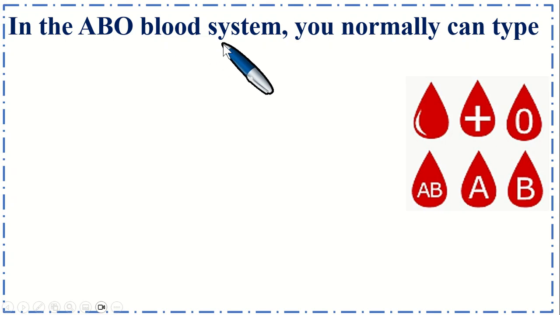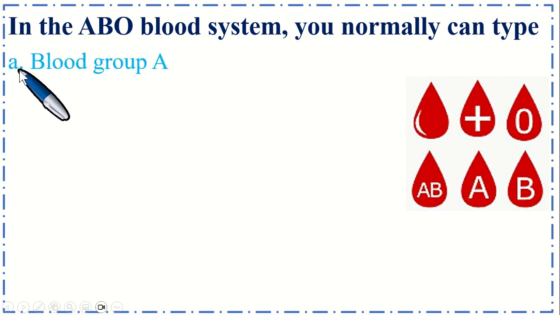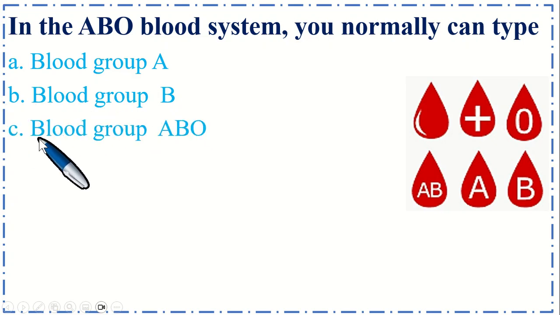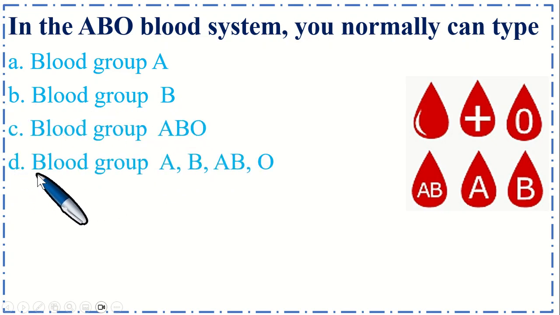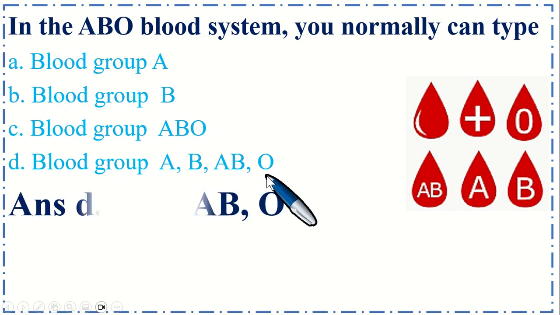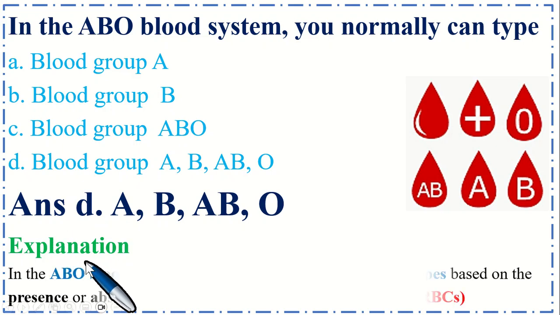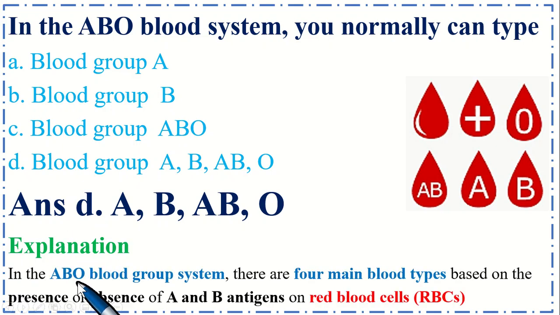In the ABO blood system, you normally can type: option A, blood group A; option B, blood group B; option C, blood group AB; and option D, blood group A, blood group B, blood group AB, and blood group O. So the correct option is D. A short explanation: in the ABO blood group system there are 4 main blood types based on presence or absence of A and B antigens on red blood cells.